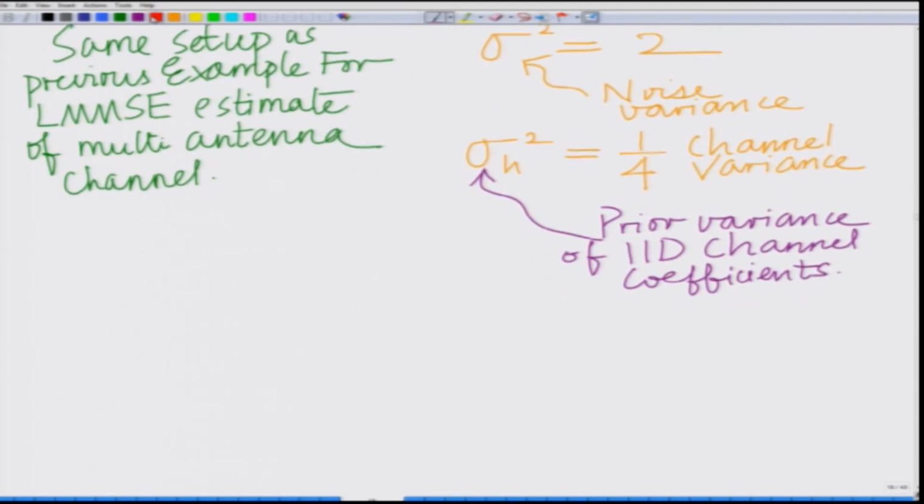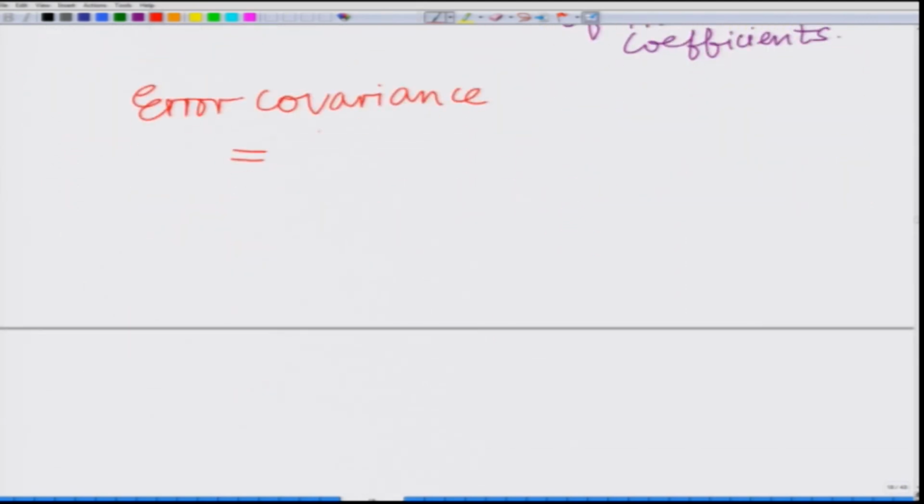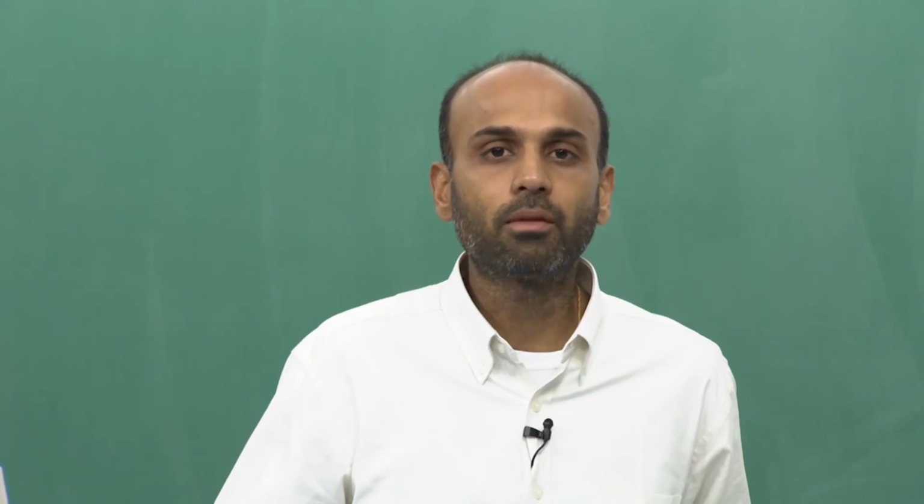Therefore, what we get is that your error covariance is equal to, as we had just derived, 1 over sigma square x transpose x plus I over sigma h square, inverse. Okay, that is the expression that we have. We have computed x transpose x in the previous example, where x is the pilot matrix. So, I am going to reuse those values.